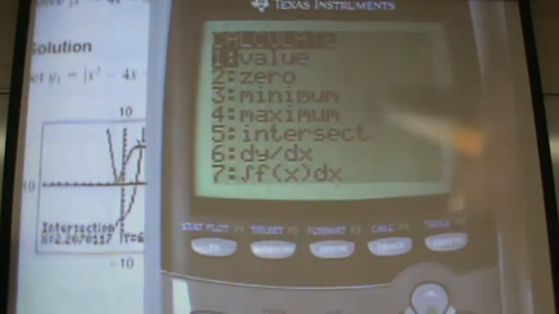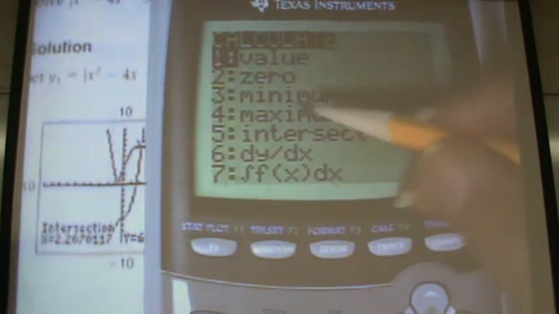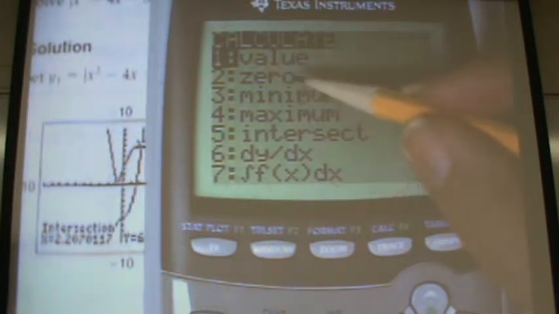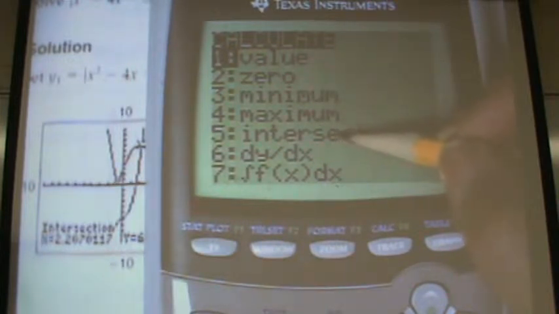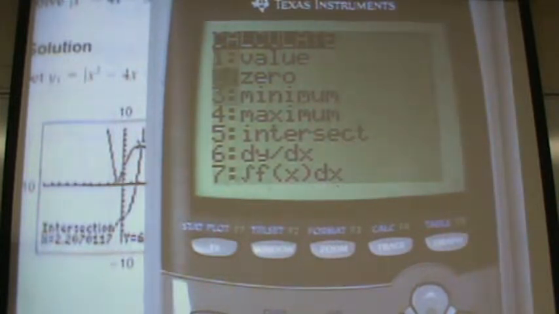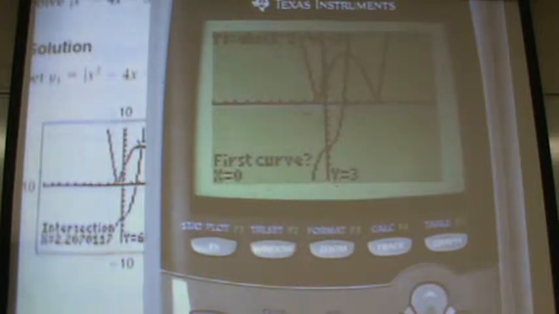These are all the things that it could calculate, the maximum, minimum. I'm not going to find the zero. The zero is where it hits the x-axis. I want to know where these two intersect. So scroll to 5 and hit enter.